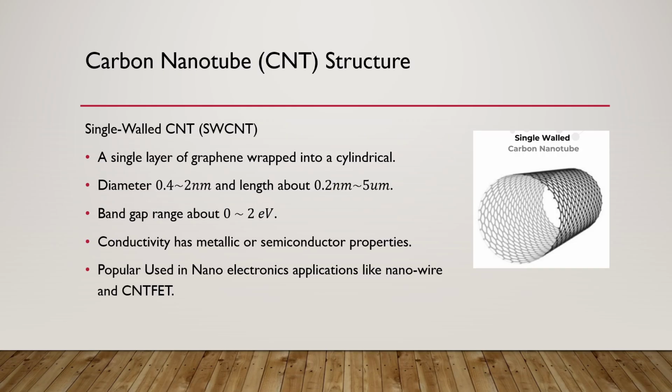So a single-wall CNT is a single layer of graphene rolled into a cylinder. The diameter is around 0.4 to 2 nanometers, and the length is about 0.2 nanometers to 5 micrometers. The band gap range is about 0 to 2 eV. The conductivity is metallic or semiconducting. It is popularly used in nanoelectronic applications like nanowires and CNT FETs.